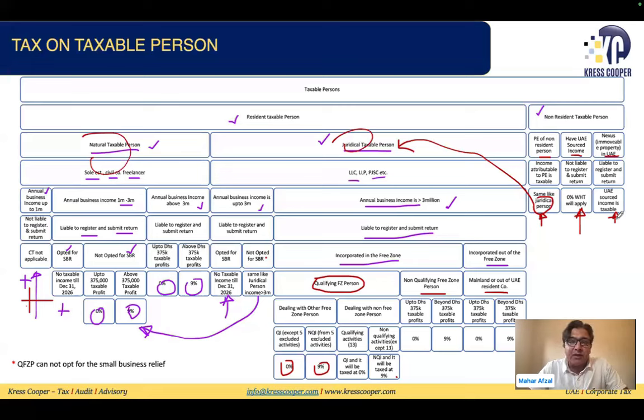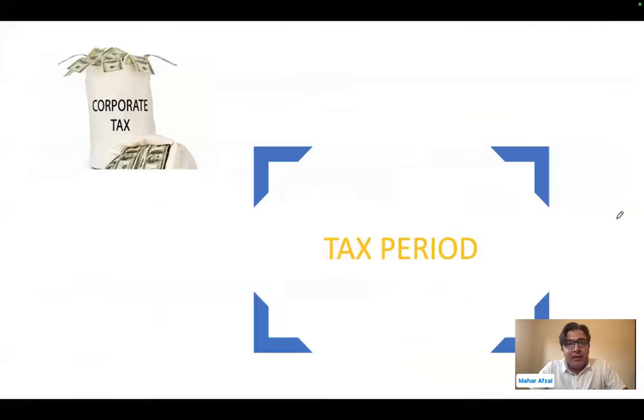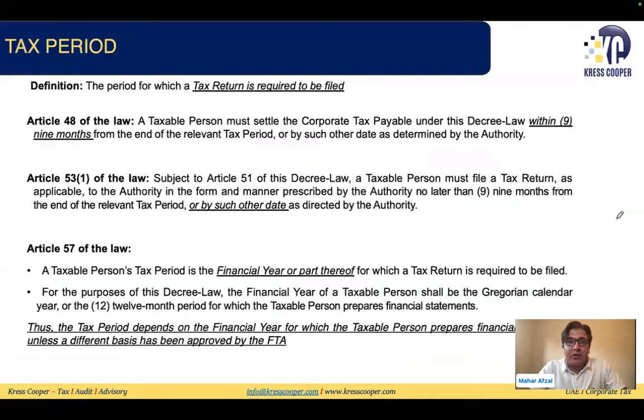We have already discussed these things many times, but because this is relevant to the qualifying free zone person slide as well, I decided to discuss this. So, tax period, an important topic. What is the tax period? What does the law say? First of all, we need to go through the law.